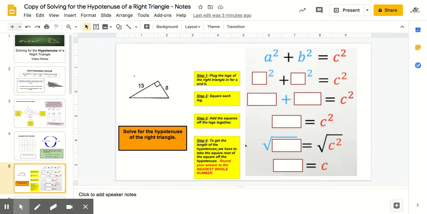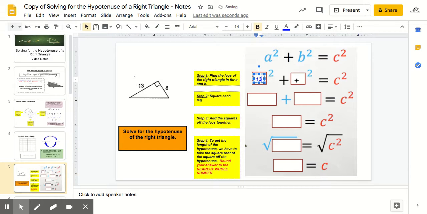All right, so I wrote the steps over here in yellow text boxes to help you complete these. Step 1 is to plug the legs of the right triangle in for a and b. Remember, like I just said, a and b always have to be the legs of the triangle. It does not matter which leg you call a or which leg you call b, as long as they are a and b and not c. So for a, I'll plug in 13, and for b, I'll plug in 8.